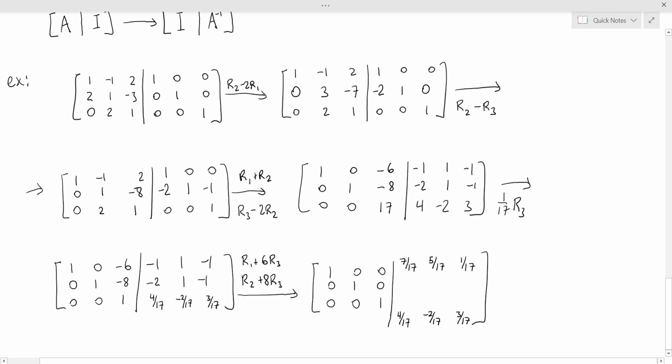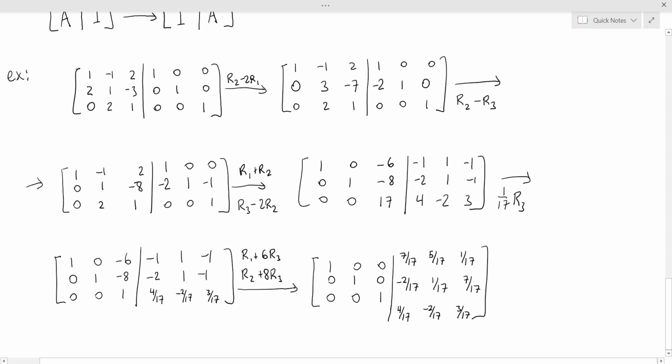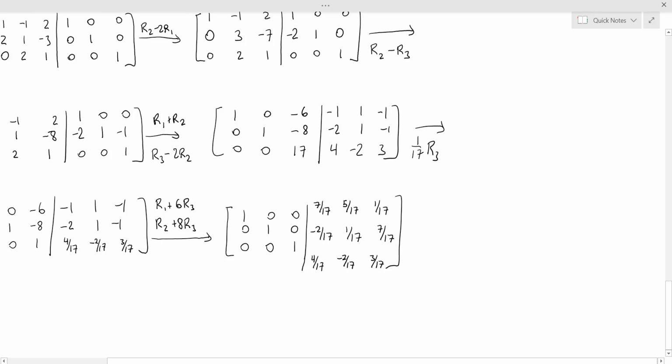And then row 2 plus 8 of row 3. Let me see, so that's 32 minus 34. So negative 2 over 17. So it'll be minus 16. So it'll be 1 over 17. And then it's 24. So 7 over 17. All right, so assuming I made no mistakes, then that would be the inverse of A.